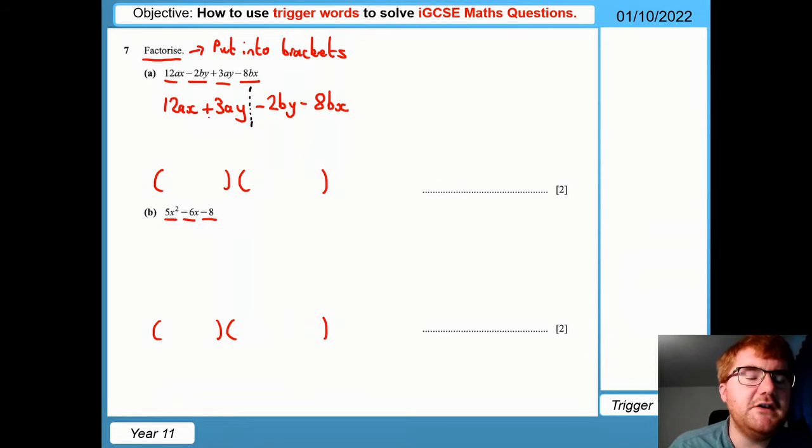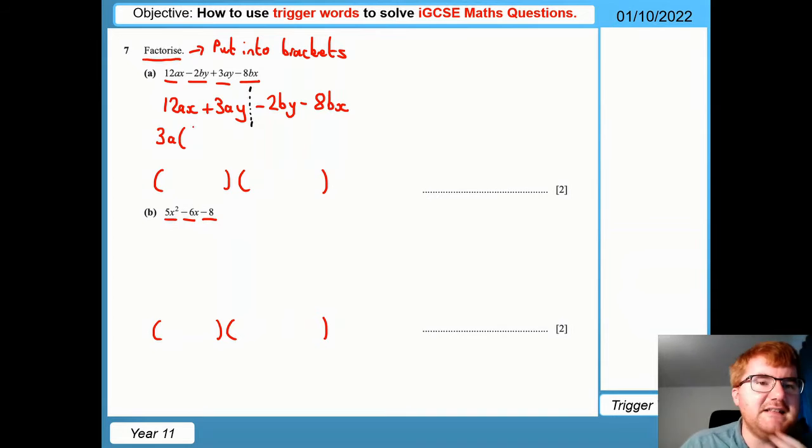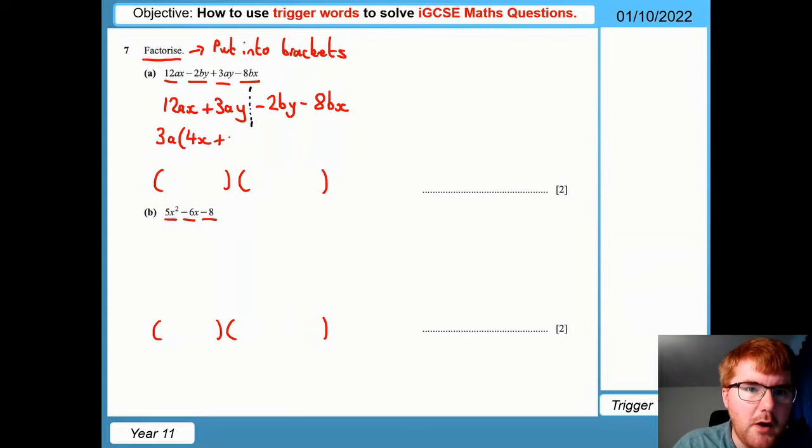So I look at what's in common here. So they have a 3 in common, so 3 goes into both, and we've also got an a. So I can take a 3a out here and then see what's left. So what do I do to 3a to get to 12ax? Well, I times by 4x. What do I do to 3a to get to 3ay? Well, just plus y. And I'm going to do exactly the same process on the other side.